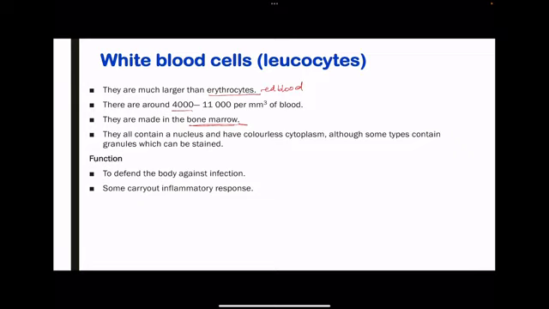So these contain a nucleus and have colorless cytoplasm, although some types contain granules which can be stained. You'll talk about this granulation and staining in your second year when looking at the details of the immune response. The functions of white blood cells is, of course, to defend the body against infection and then to carry out some inflammatory response, which you'll see in your second year in detail.